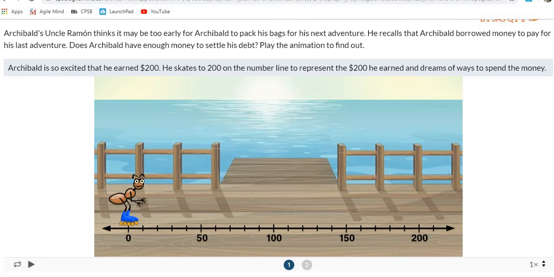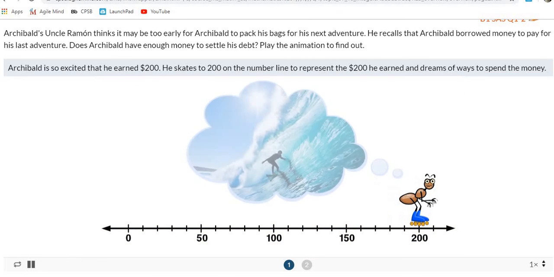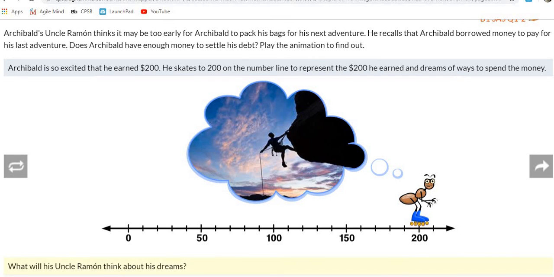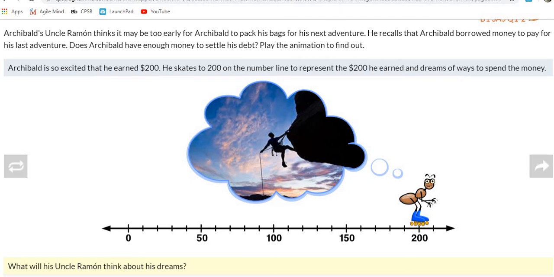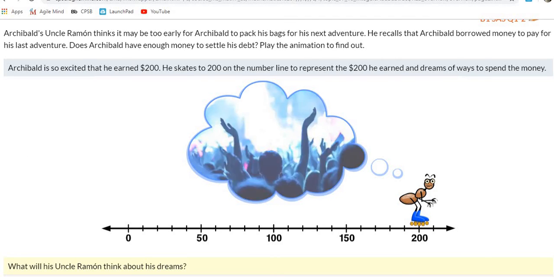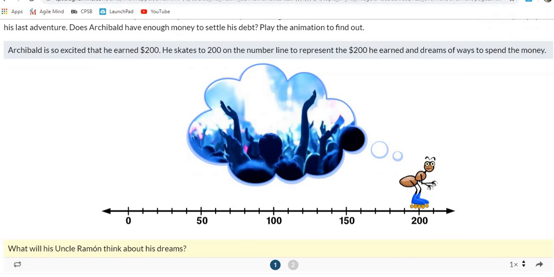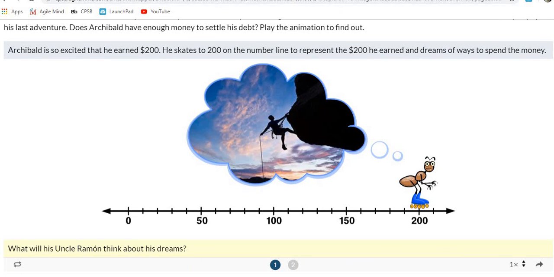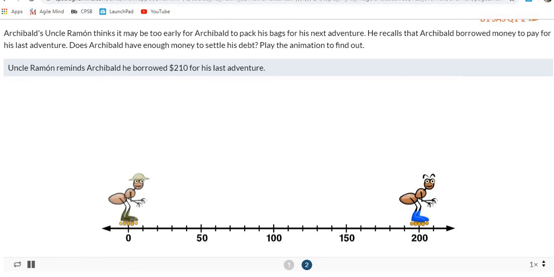Archie is excited he earned $200. So first thing he's going to do on the number line here is skate to $200. Whee! Okay. And then he's dreaming of the vacation he's going to have. But then Uncle Raymond comes along and crushes those dreams because he is in debt to his Uncle Raymond. He owes his Uncle Raymond. Does it say yet? Nope. He owes his Uncle Raymond $210.